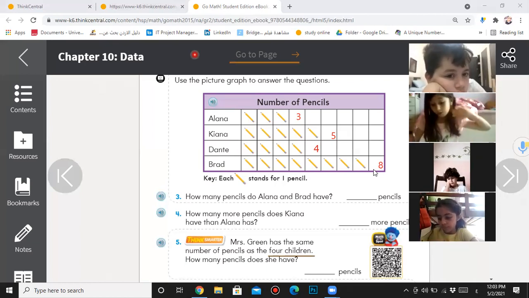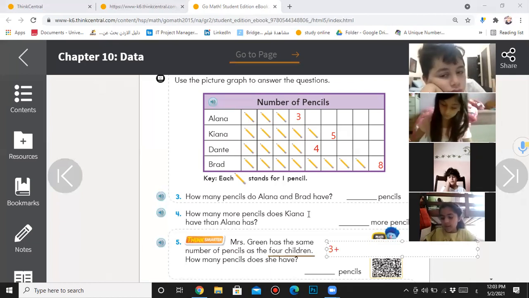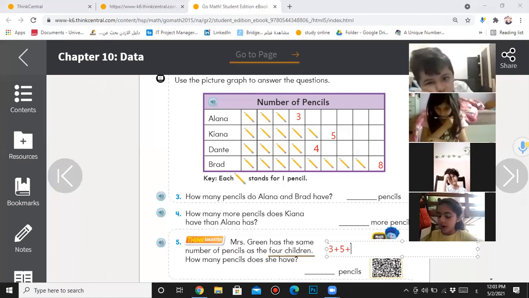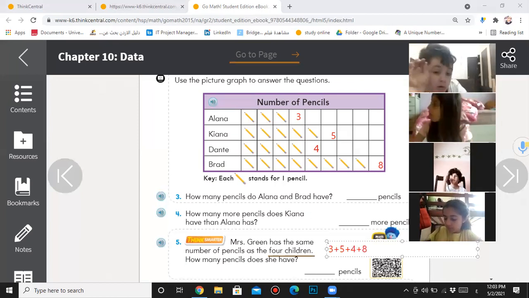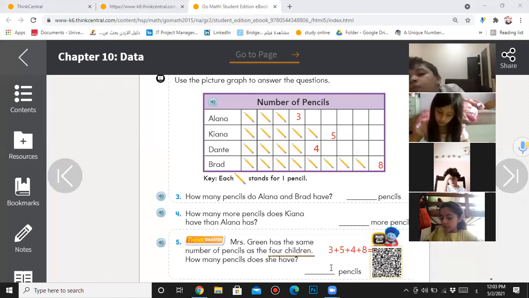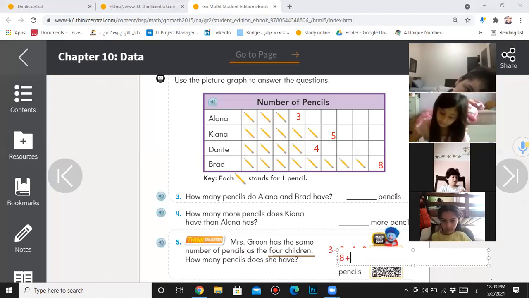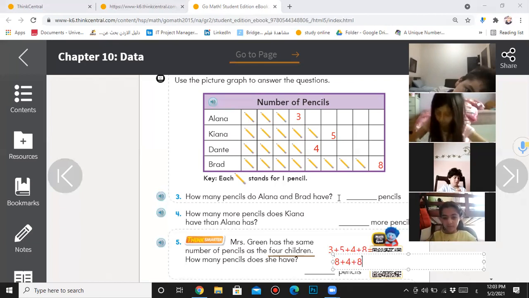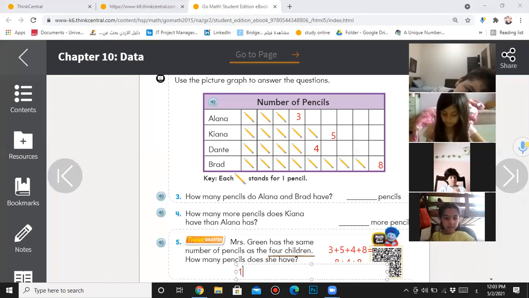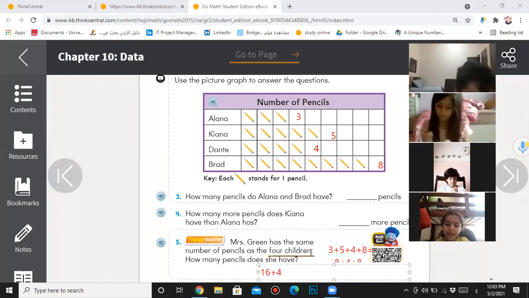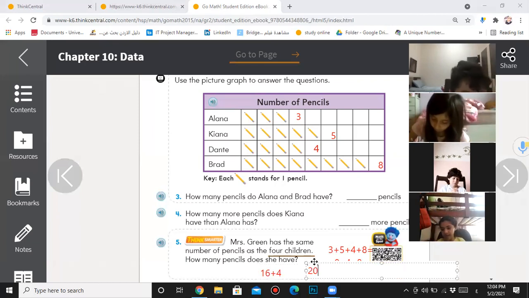Ready? Yes. Plus? 4 plus 8. 3 plus 5 equals 8. 8 plus 4 plus 8. Yes, you can say 8 plus 8, take the double. 8 plus 8 is 16. 16 plus 4, you should know it. This is like 6 plus 4. 20. Great job.